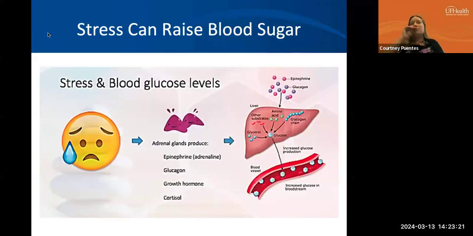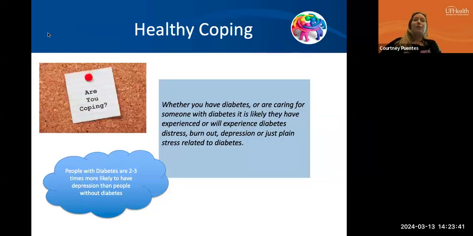Stress management, we talked about too, can increase the blood sugar. This is very, very important. Stress plays an important role. What happens is the adrenal glands produce epinephrine, glucagon, growth hormone, and cortisol. All of those things will result in increasing blood sugars. So stress management is important. How is everybody coping? Everybody coping well? Opportunities for improvement there.